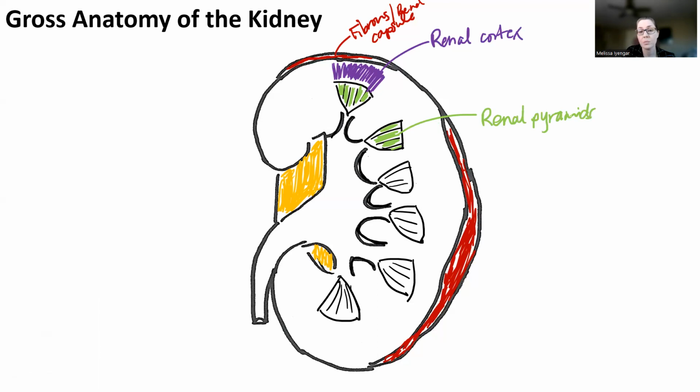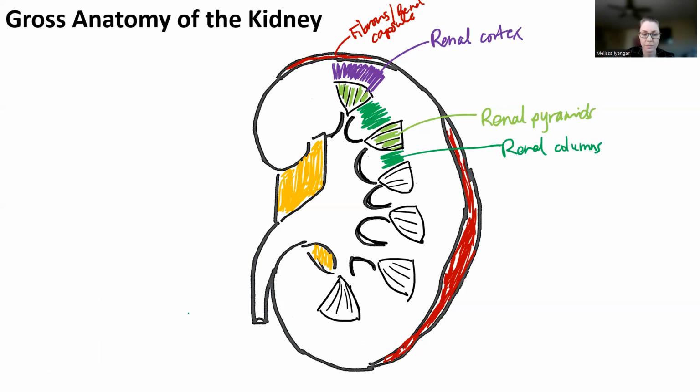The renal pyramids primarily consist of collecting ducts and the nephron loop of the nephron, plus some blood vessels. They're striated in their appearance because they have so many collecting ducts. Then a little bit of the renal cortex will dip into the middle layer and go between the renal pyramids. So this darker green layer that I have here is the renal columns.